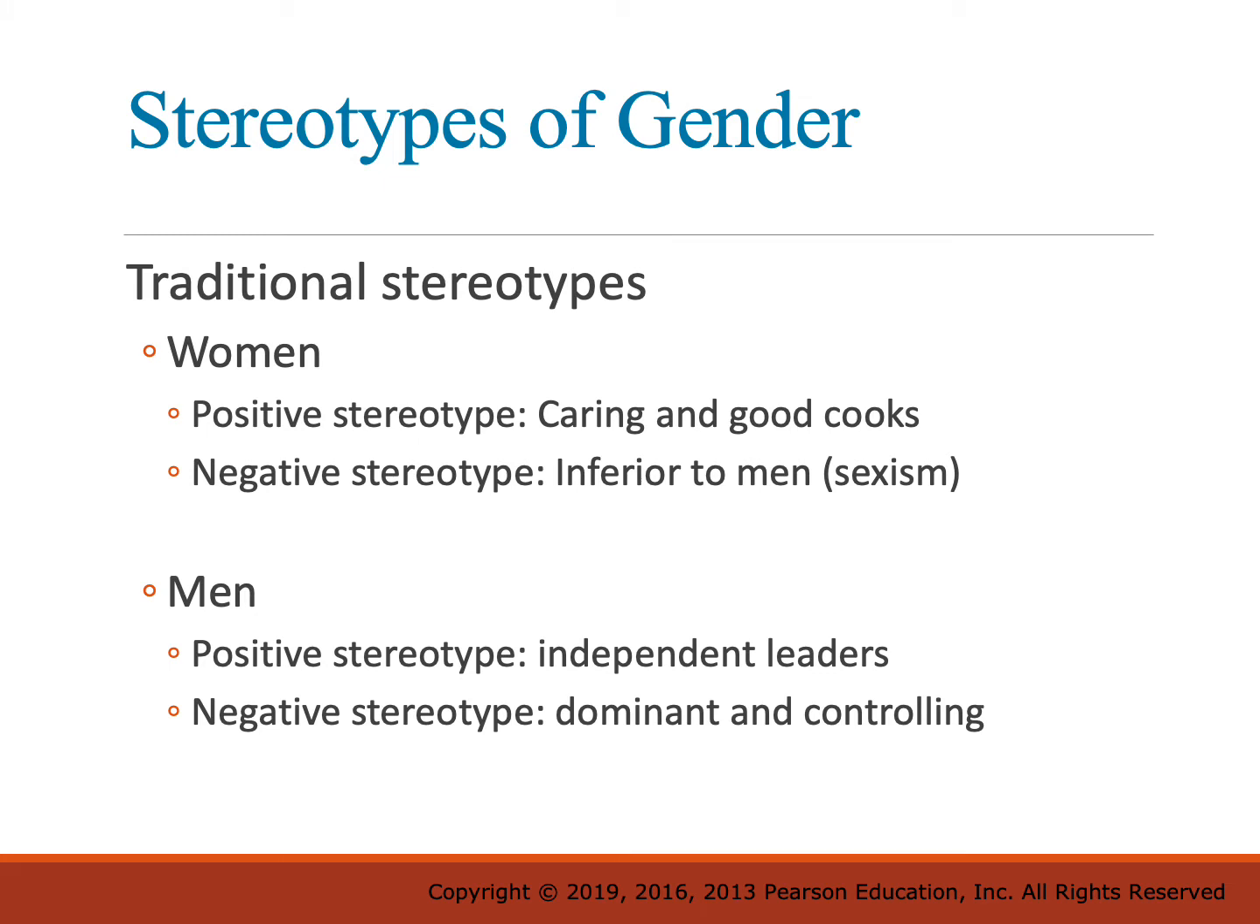We can see this also in stereotypes of gender. We have these traditional stereotypes of men and women. For instance, we have these positive stereotypes about women, that all women are caring and they're all good cooks, right? And then we have all these negative stereotypes of women. The biggest and most obvious being the stereotype that women are inferior to men, right? This is also known as sexism.